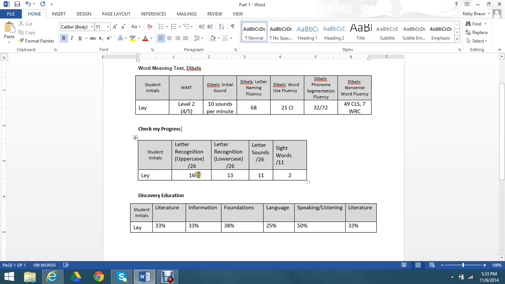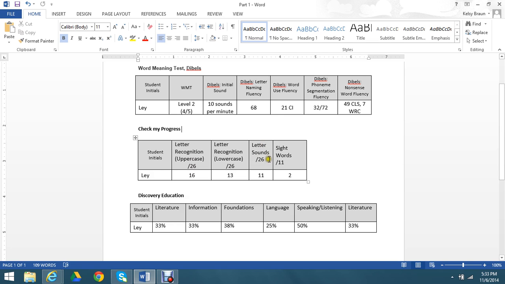Lee got 16 out of those 26, so he's getting closer to mastering all of those 26 uppercase letters. Next we have lowercase. He got 13, so this number is a little bit lower. Lowercase tend to be a little bit harder to recognize, so he has 13 out of 26 so far, which all of these numbers have increased since the beginning of the school year.